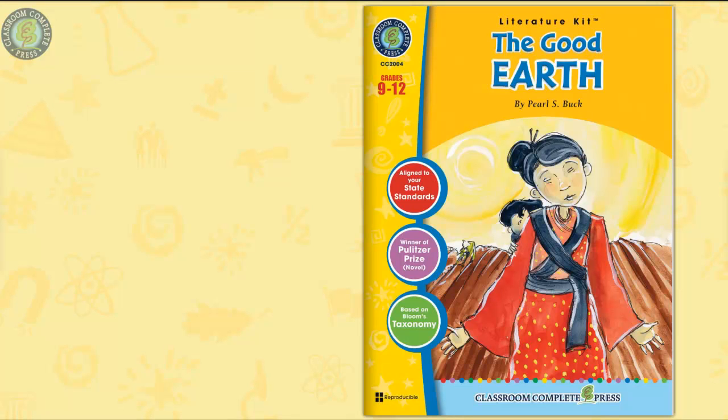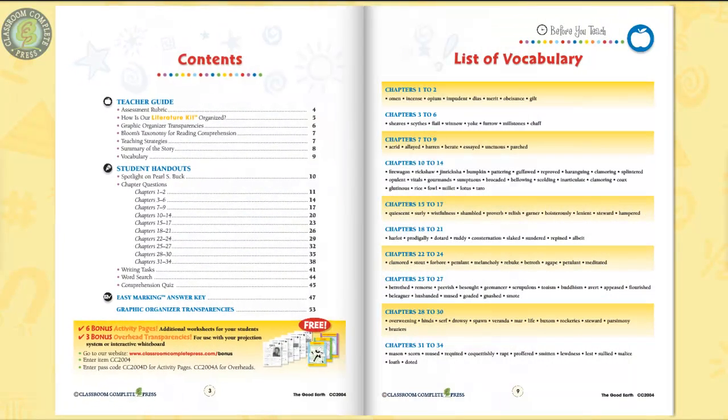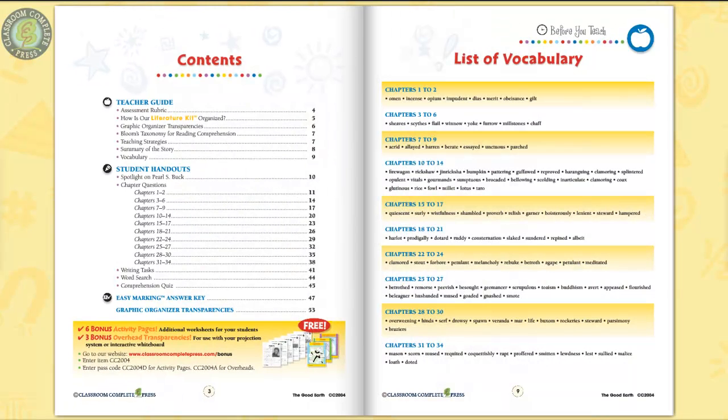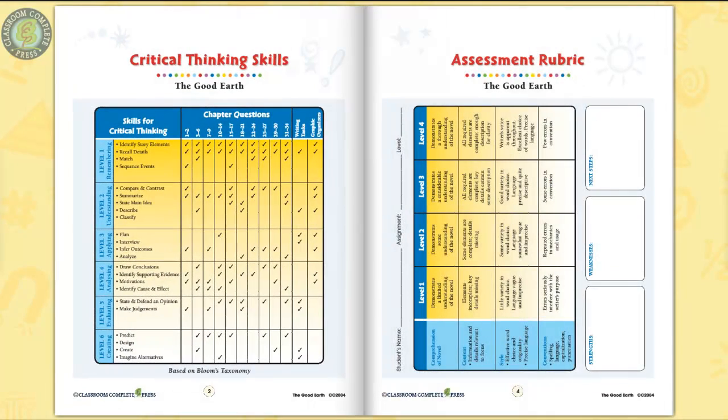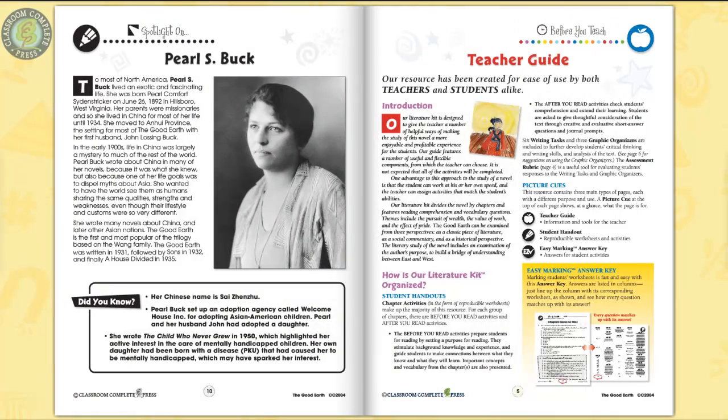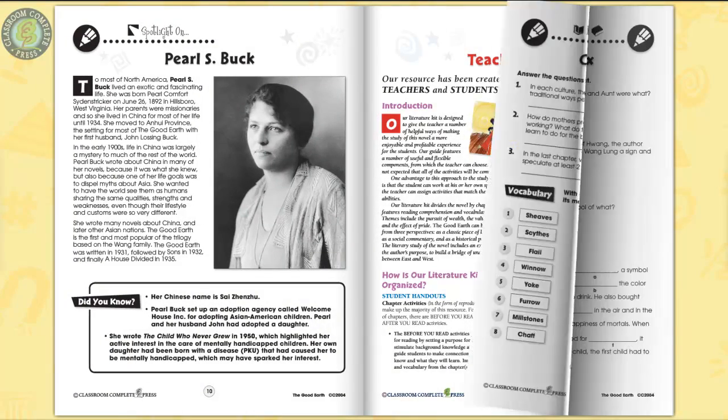This literature kit on The Good Earth by Pearl S. Buck acts as a great supplement to the novel in order to help students comprehend it deeper. 55 pages chock full of a variety of scaffolding strategies incorporated in our Before You Read worksheets for each chapter section, along with vocabulary prompts to prepare your students for the reading, with rubrics, teacher guide, and author biography.